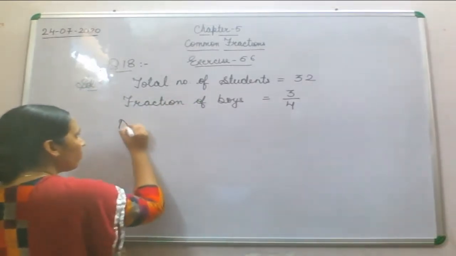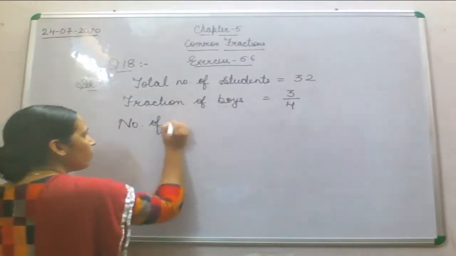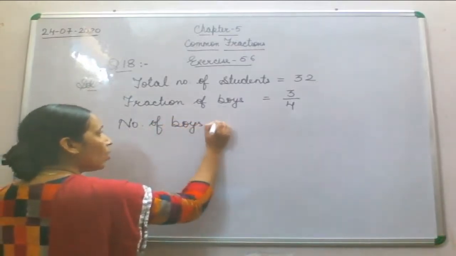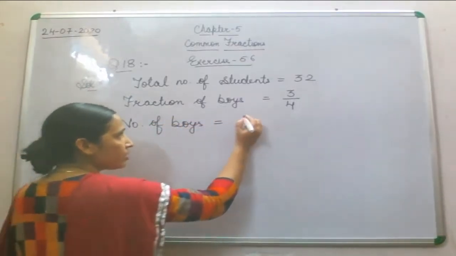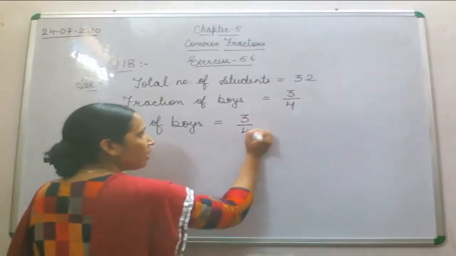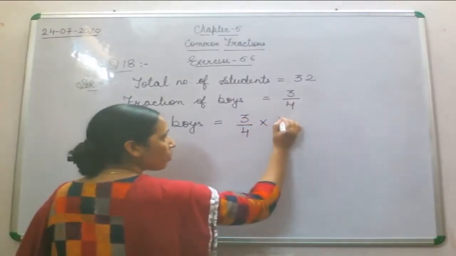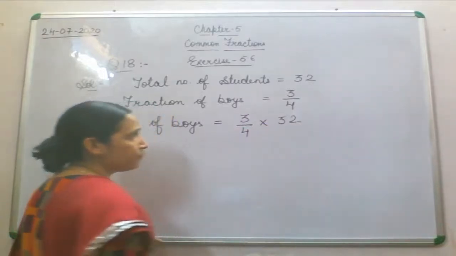Fine. So what will we find here? Number of boys. And how will we find it? This fraction, which is 3/4, will be multiplied by the total number of students, which is 32.